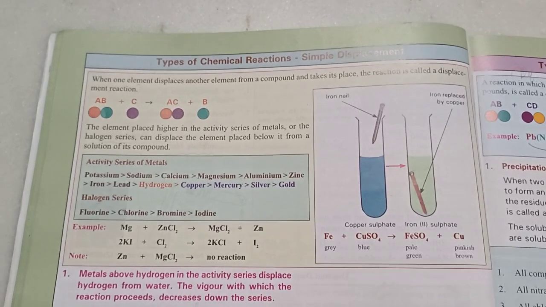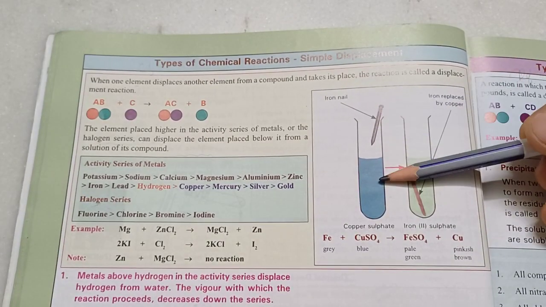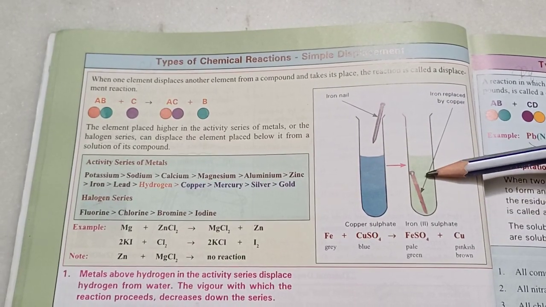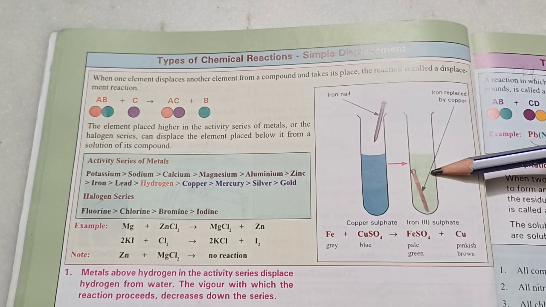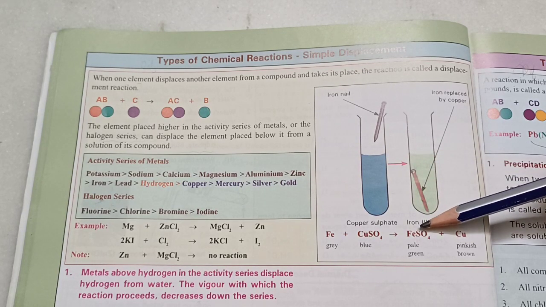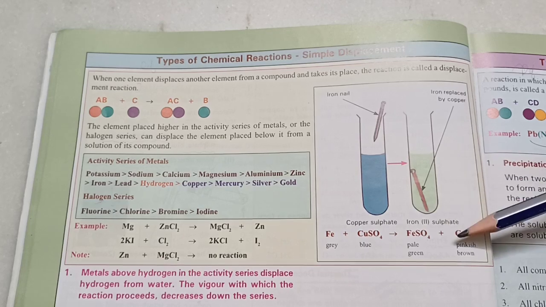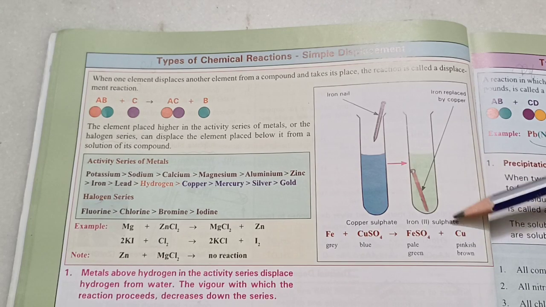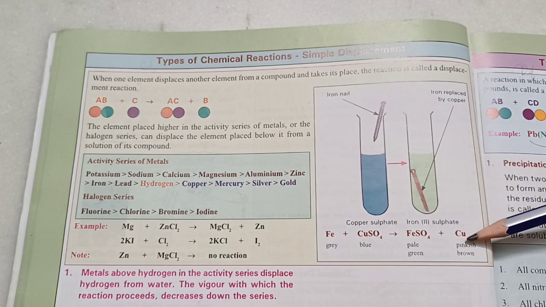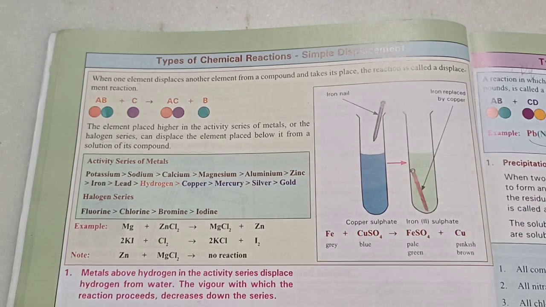An interesting reaction: when you put an iron nail in a blue copper sulfate solution, the solution becomes green because of displacement. Green ferrous sulfate is formed, and the copper kicked out or displaced is deposited on the iron, giving it a pinkish brown color.